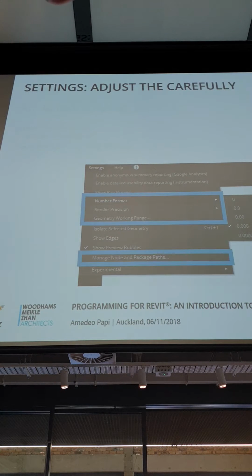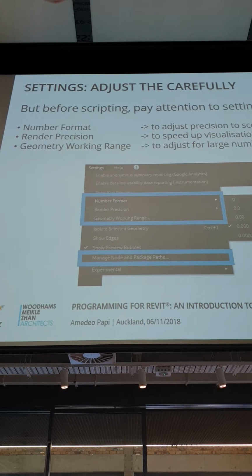Settings are pretty important, so before scripting, pay attention to settings, especially the number format, the render precision, and the geometry working range, because you need to adjust those settings to your scope, especially geometry working range for large numbers, for example, in buildings.